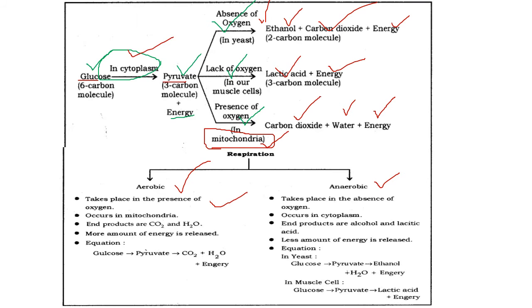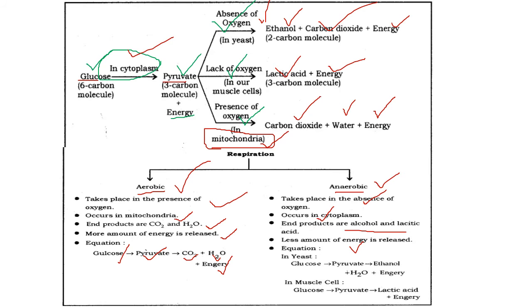In the presence of oxygen is aerobic, in the absence of oxygen is anaerobic. It occurs in mitochondria, it occurs in cytoplasm. End product is CO2 and H2O. End products are alcohol and lactic acid. More amount of energy is released during the aerobic respiration and less amount of energy is released in anaerobic respiration. So the equation would be glucose to pyruvate, CO2, H2O, and energy is released.